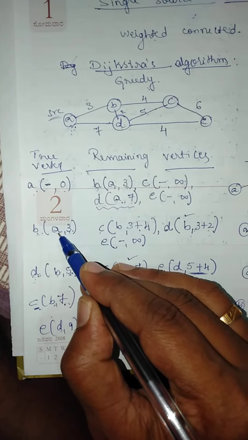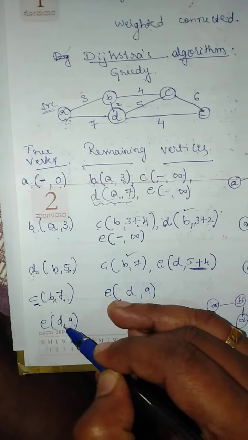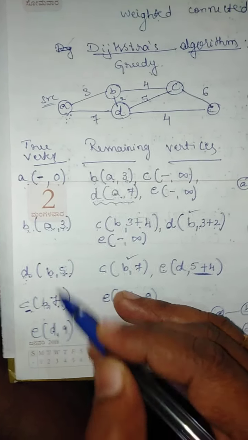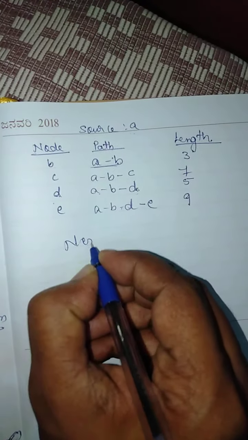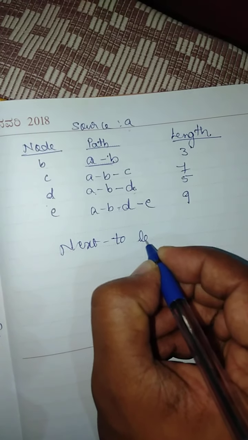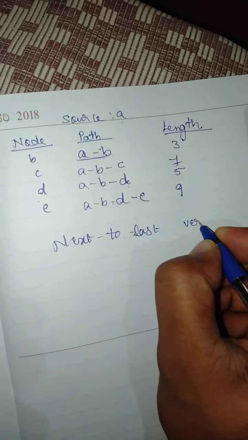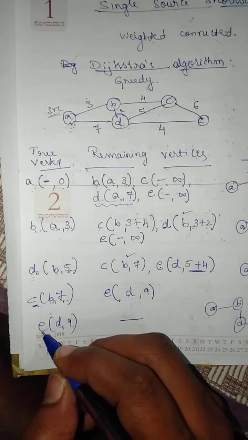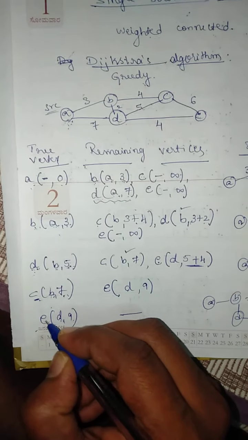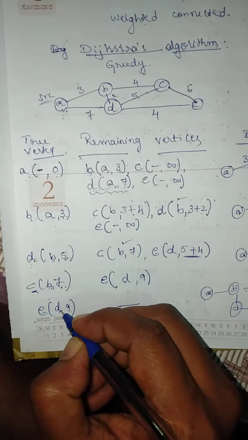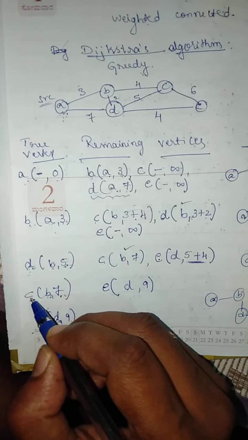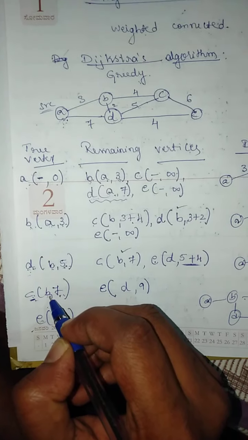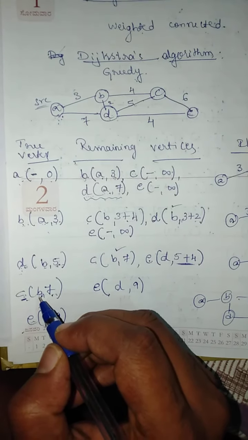Now here in this A, B, B, D, these are called the next to last nodes or the next to last vertex. Okay, so what do we mean by that? Starting from A to E, D is the next to last vertex. Starting from A to C, B is the next to last vertex. All right, so this is Dijkstra's algorithm.